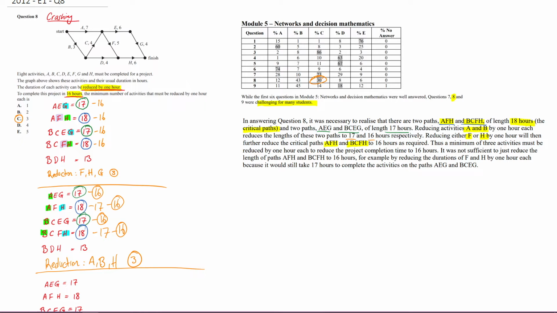Okay, so let's read the last little bit that VCAA has to say to us here. It says, it was not sufficient to just reduce the length of AFH and BCFH to 16 hours. For example, by reducing the duration of F and H by 1 hour each, because it will still take 17 hours to complete the activities of AEG and BCEG. That right there is so very important and kind of gets to the crux of crashing. The fact that what it's saying here is you can't just reduce F and H from these 2 pathways.